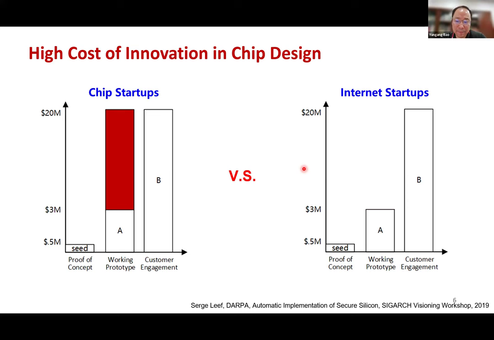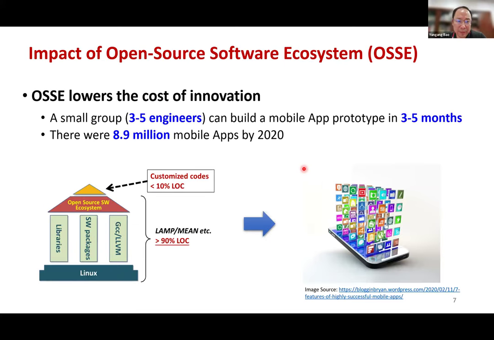How do we tackle this problem? We are inspired by the open source software ecosystem. Actually, the open source software ecosystem lowers the cost of innovation in software, especially in the smartphone area. Today we can see many small groups who can build a mobile app prototype in just 3 to 5 months, because of easy access to open source software. There are a lot of mobile apps appearing. Some statistics show that there were almost 9 million mobile apps by 2020. This is because of the open source software ecosystem.